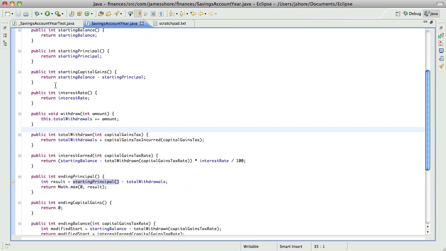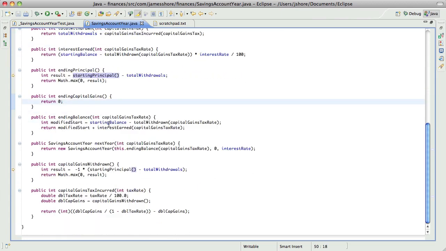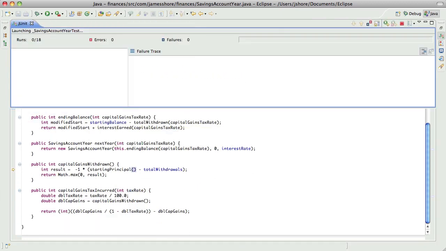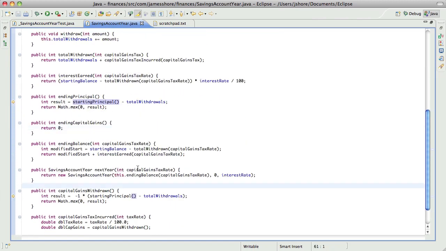Now I'm going to just do what I did in the test, which is reorganize this to be a little more readable. Still have this, but I'll come back to that in a moment. We do have all of the tests passing, correct? Yeah. So that's just an ignored test for now. So withdraw, capital gains withdrawn, capital gains tax incurred.